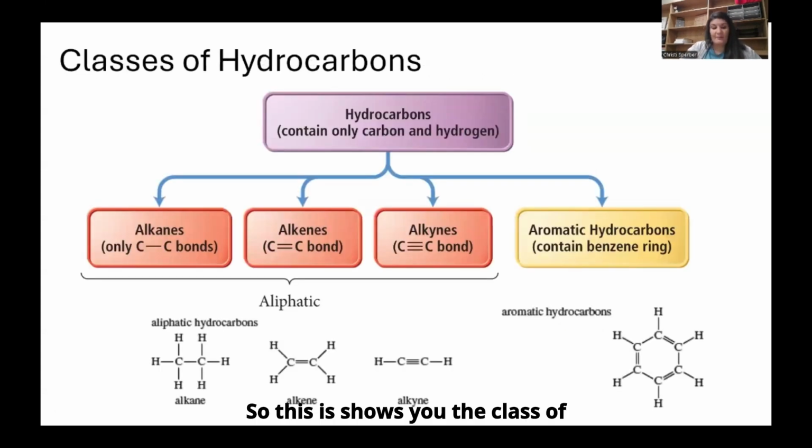This shows you the classes of hydrocarbons. We have hydrocarbons, which only contain carbon and hydrogen. And we have alkanes, alkenes with double bonds, and alkynes with triple bonds. These are called aliphatic hydrocarbons. Then you have aromatic hydrocarbons, which contain what's called a benzene ring, and your aromatic hydrocarbons have this structure right here. So you have one type of aromatic hydrocarbon, then three types of aliphatic hydrocarbons.